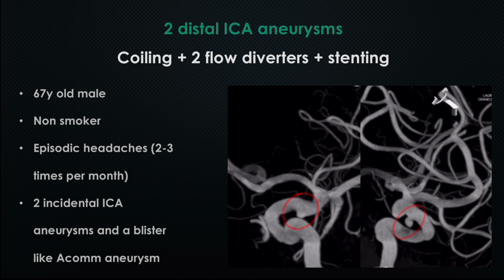The distal ICA aneurysm is fusiform on a dysplastic segment, and the proximal aneurysm is a saccular one. The patient has reported that he has headaches every now and then, 2 to 3 times per month.